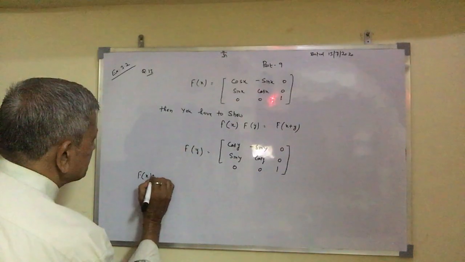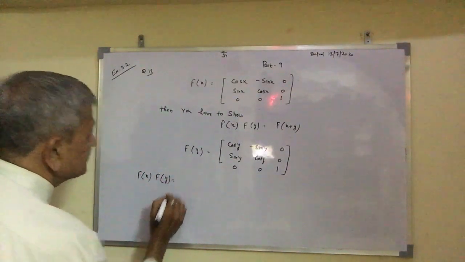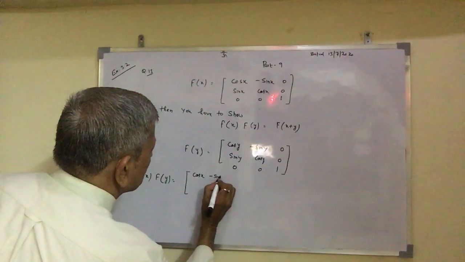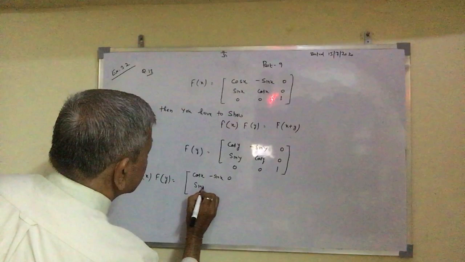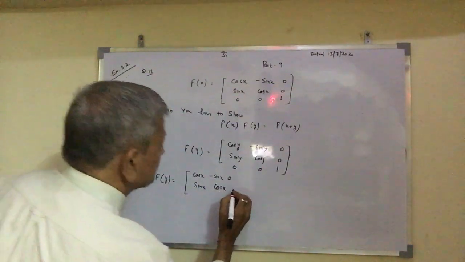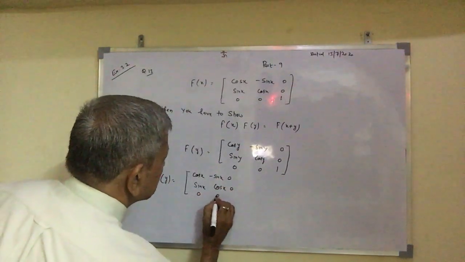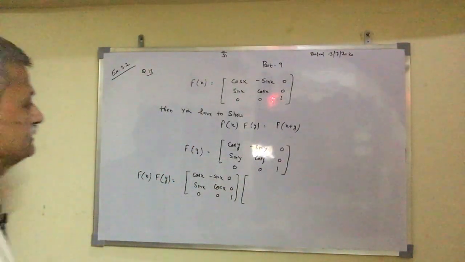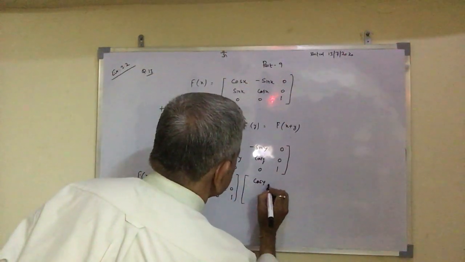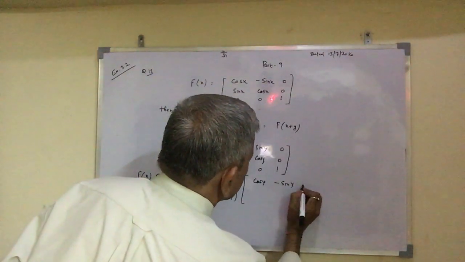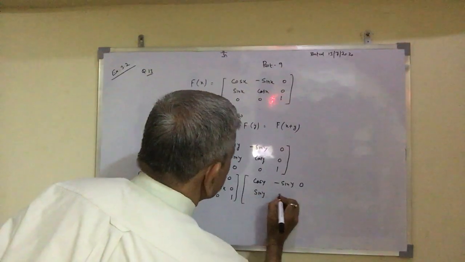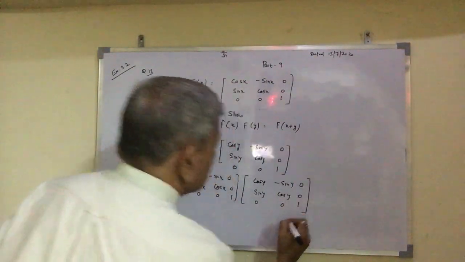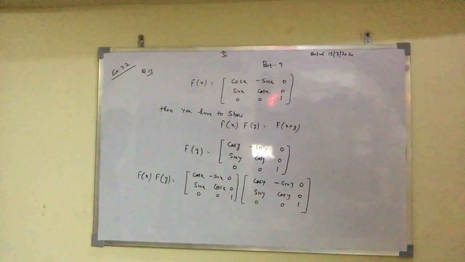Now, as per the question, for the left hand side we will continue with f(x) into f(y), which is equal to: cos x, minus sin x, 0; sin x, cos x, 0; then 0, 0, 1. This is your first part, f(x), and then f(y) is cos y, minus sin y, 0; sin y, cos y, 0; 0, 0, 1. So this is your f(x) and f(y).